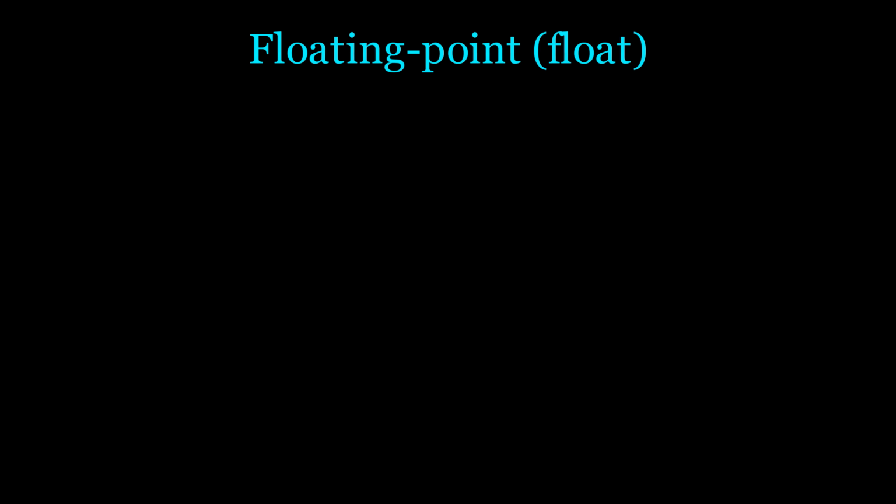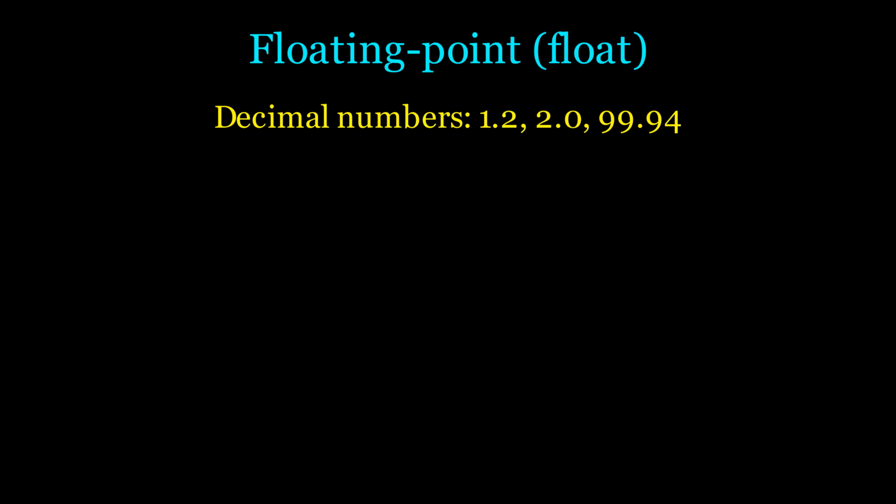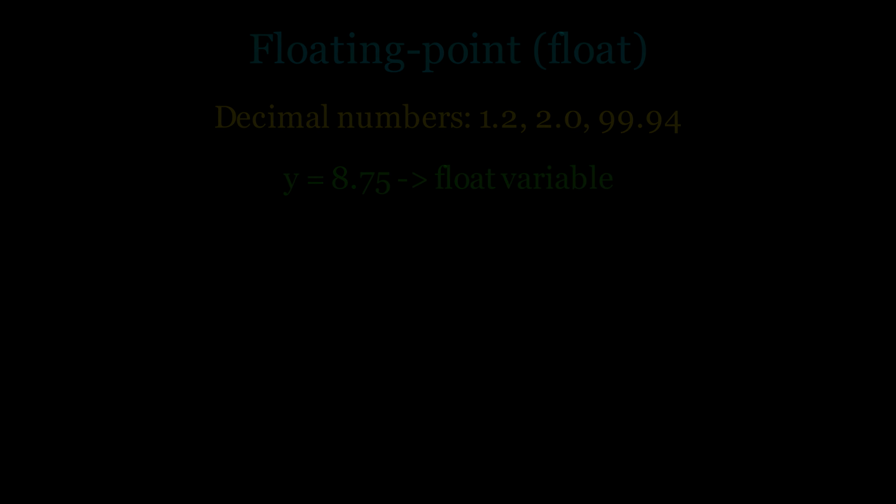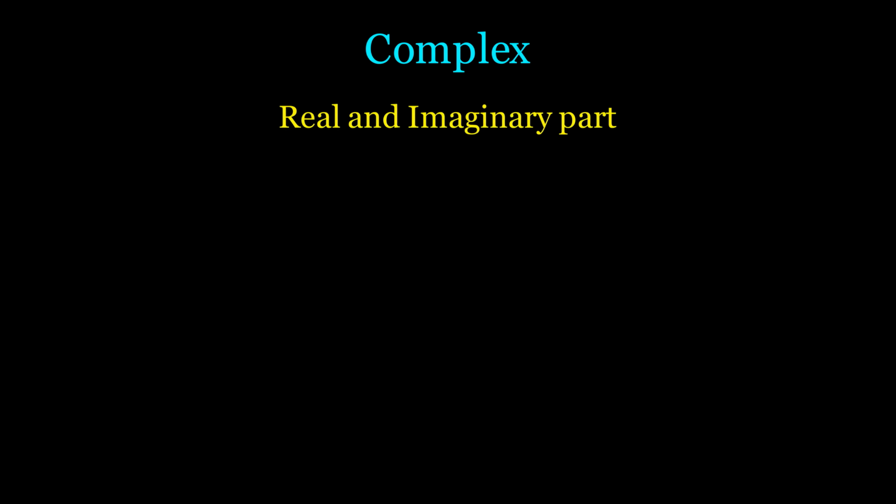Floating point, often referred to as float. These represent real numbers containing one or more decimals, such as 1.2, 2.0, 99.94. If we define y equals 8.75, y is identified as a float variable. Complex. This type is used for numbers with a real and an imaginary part, where the imaginary part is denoted by the suffix j. For example, z equals 3 plus 4j represents a complex number.